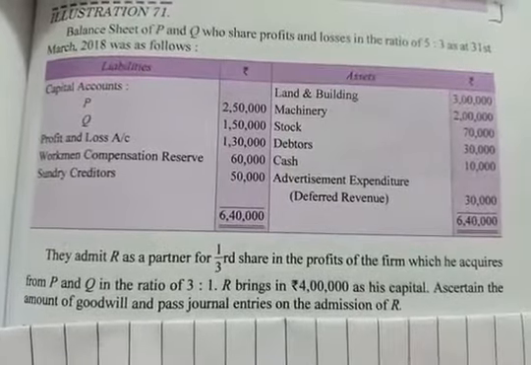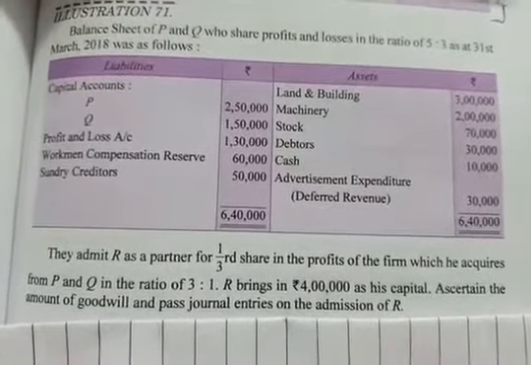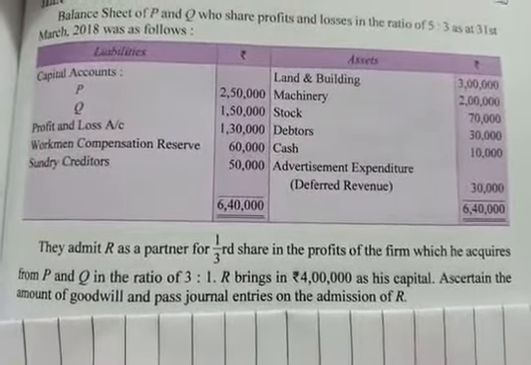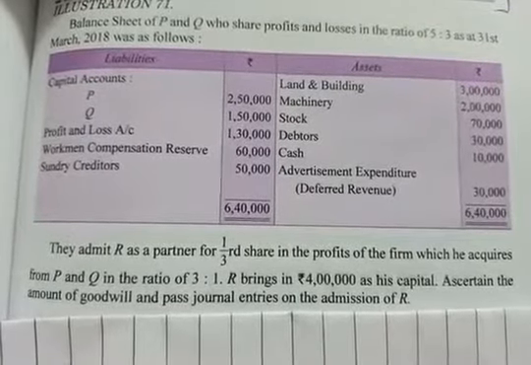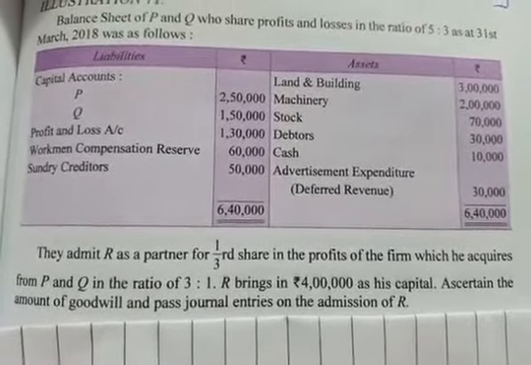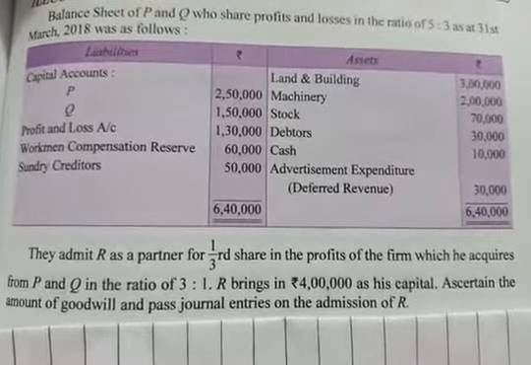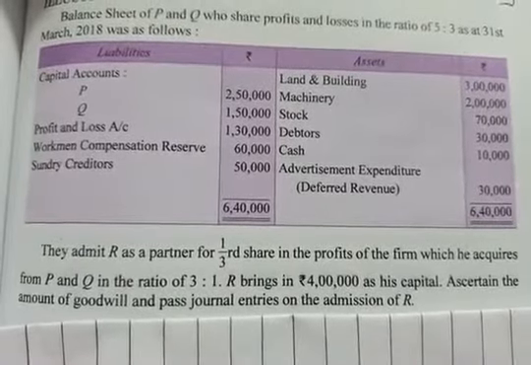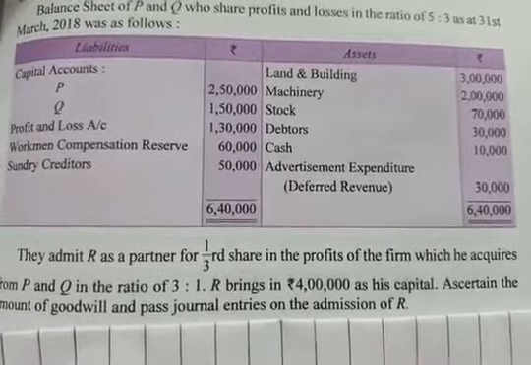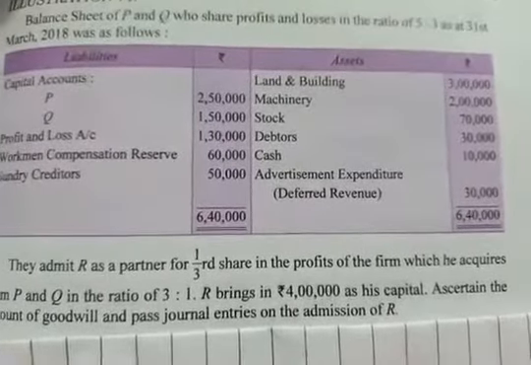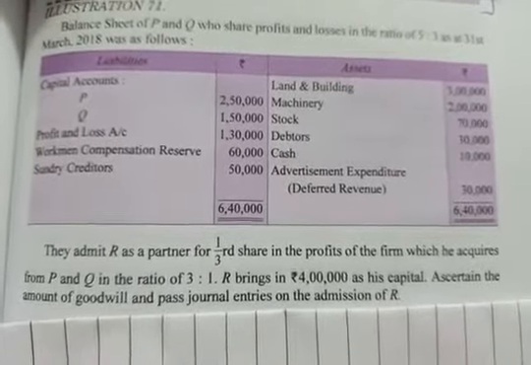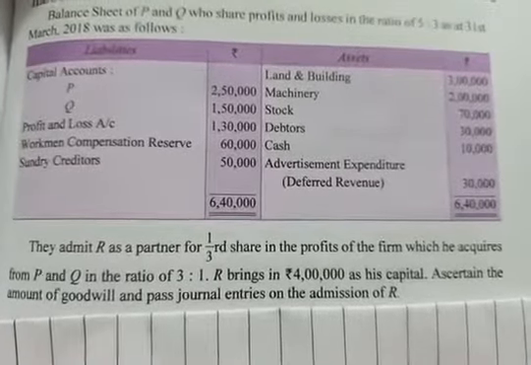Liability side is given, and in liability side there is profit and loss account, workmen compensation reserve, which we will distribute between the old partners. And in asset side there is advertisement expenditure, that is deferred revenue expenditure. It is also required to be distributed between the old partners.